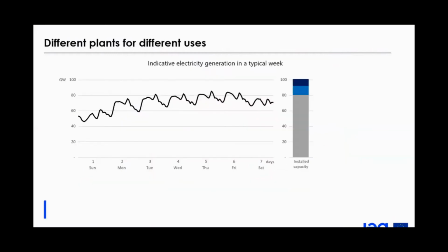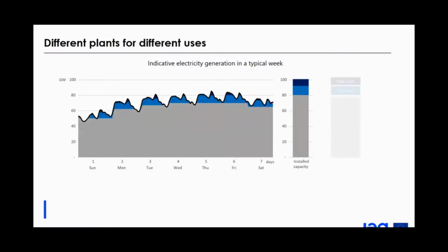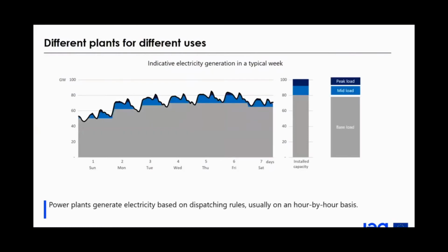So, given a certain level of demand and a certain amount of installed capacity, depending on the type, power plants generate electricity based on dispatching rules, usually on an hour-by-hour basis. What is important here is the utilization rate, meaning during a year, how often these plants operate.